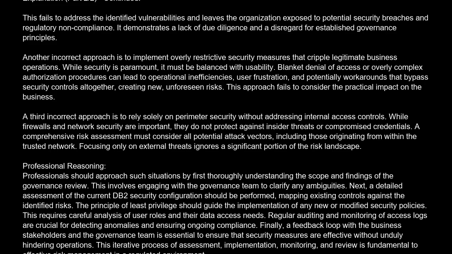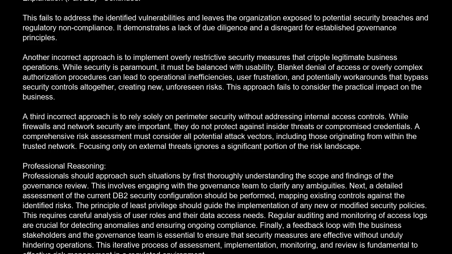A third incorrect approach is to rely solely on perimeter security without addressing internal access controls. While firewalls and network security are important, they do not protect against insider threats or compromised credentials. A comprehensive risk assessment must consider all potential attack vectors, including those originating from within the trusted network. Focusing only on external threats ignores a significant portion of the risk landscape.